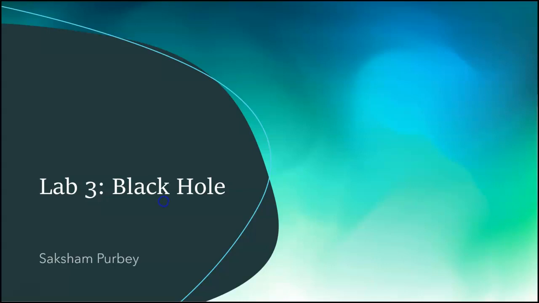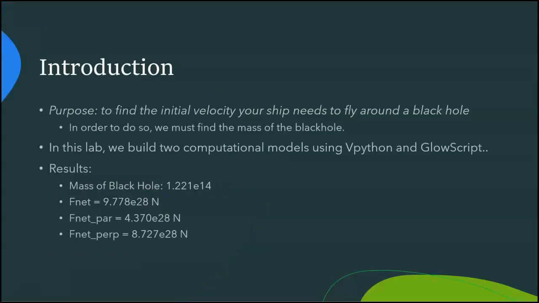The overall purpose of this lab is to find the initial velocity of our ship so that it can fly around the black hole without crashing. In order to do so, however, we first must calculate the mass of the black hole. In this lab, we will be building two computational models using VPython and GlowScript.